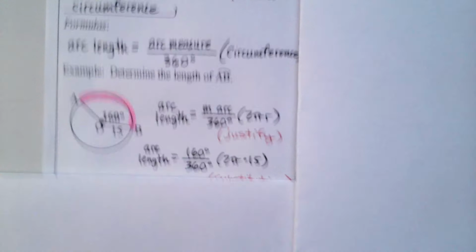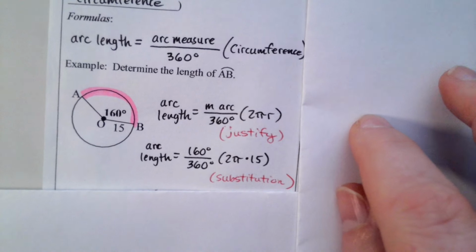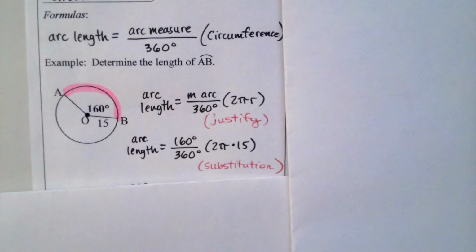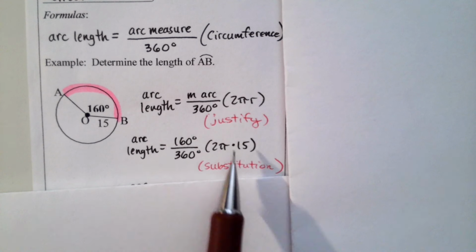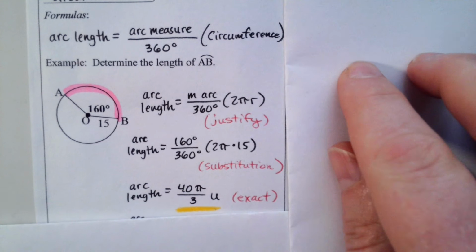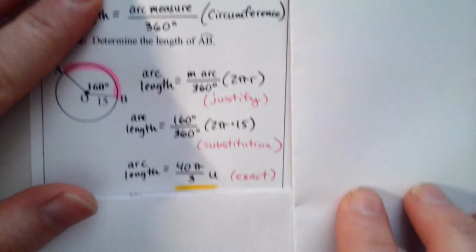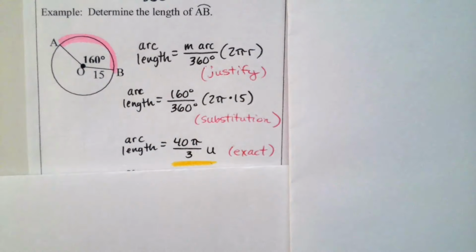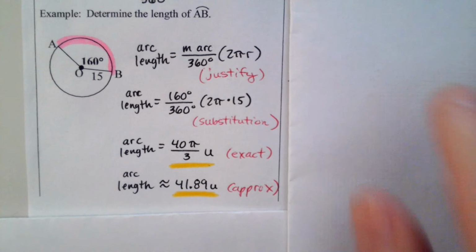Okay, next step is to substitute. Substitute the 160 and the 15 into your formula, but showing me this, not simplifying whatsoever. Next step, I simplify and get the exact answer all at once. So we got 40 pi divided by 3, and then units. And the approximate answer, our fourth and final step, the arc length is about 41.89 units.